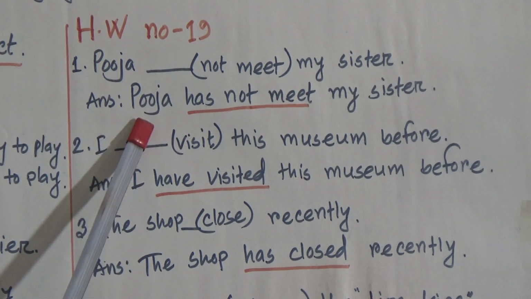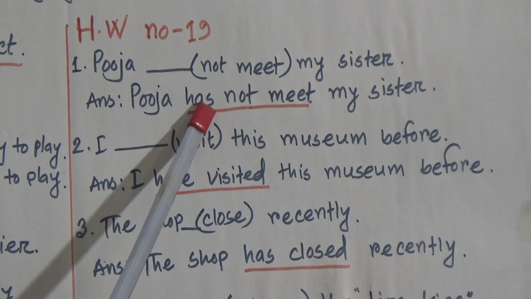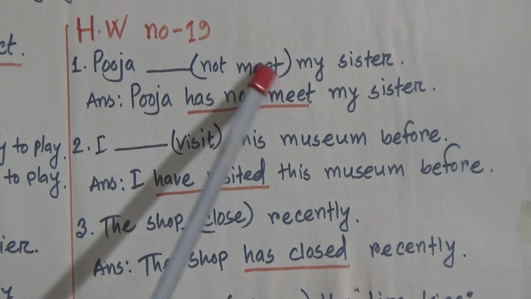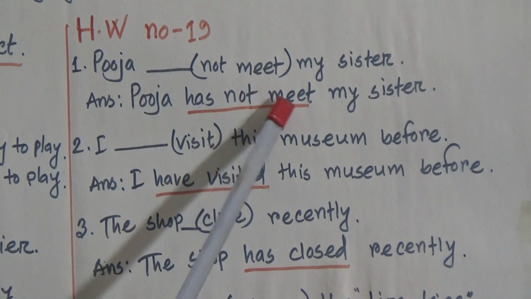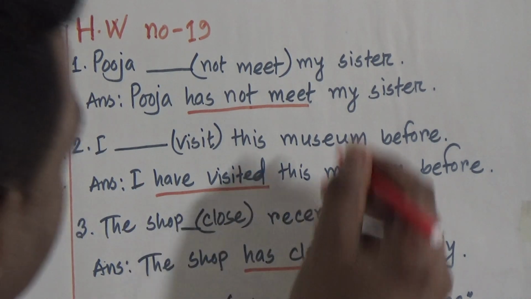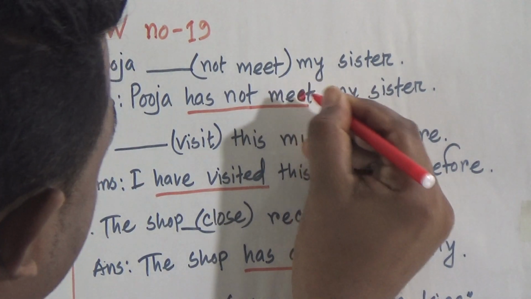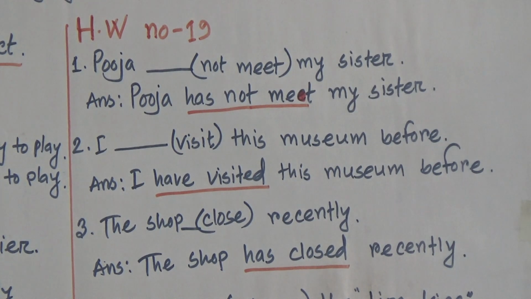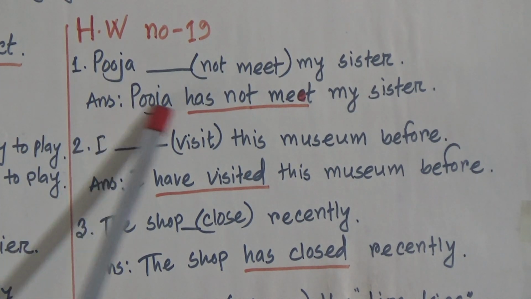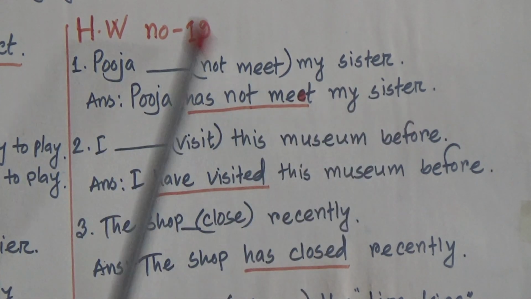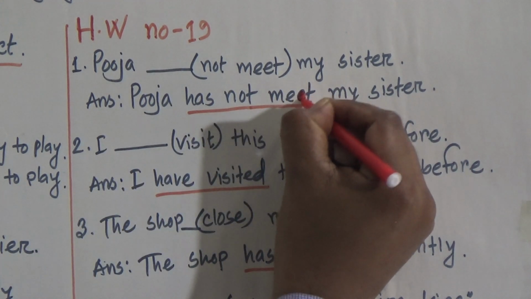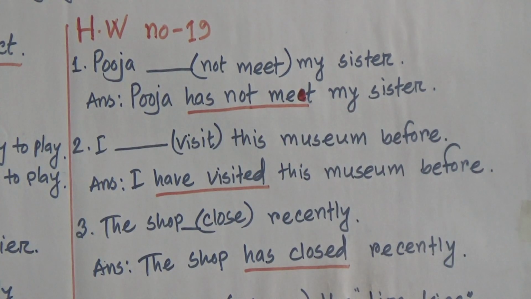That means the answer would be has not, and meet here will be met, M-E-T. The answer would be: Puja has not met my sister. Dear students, here it would be met, not meet.